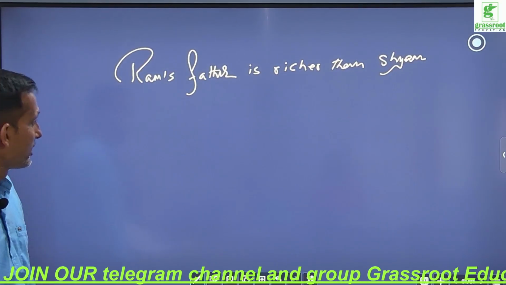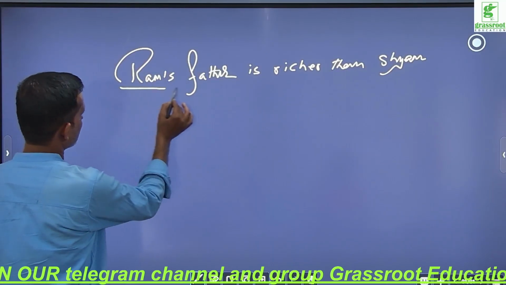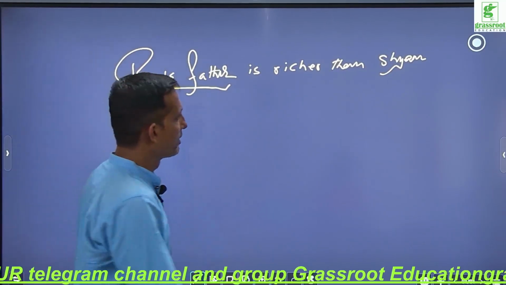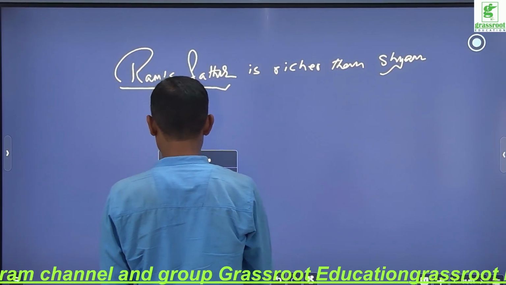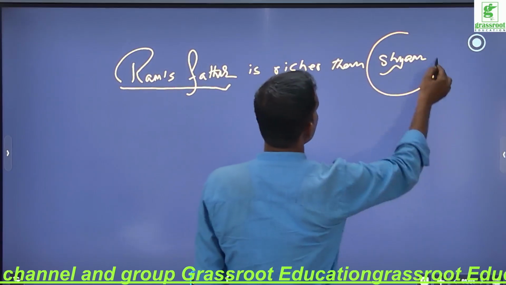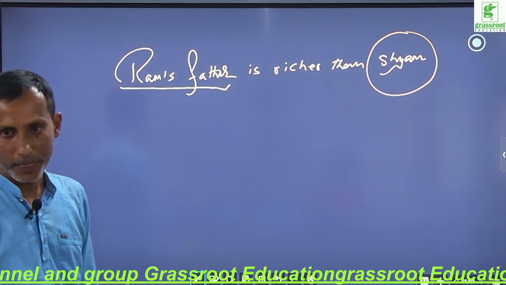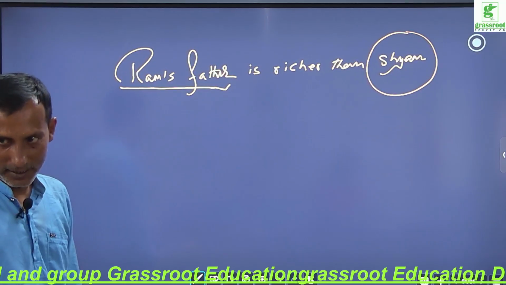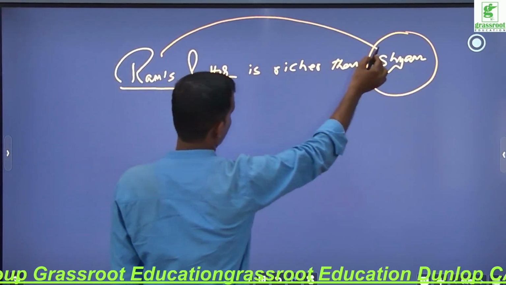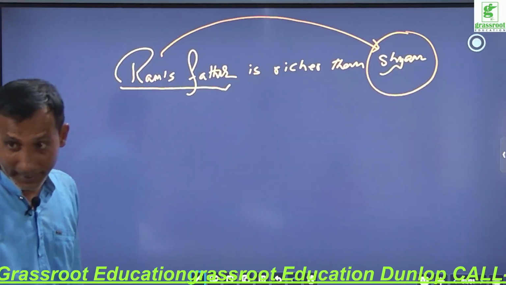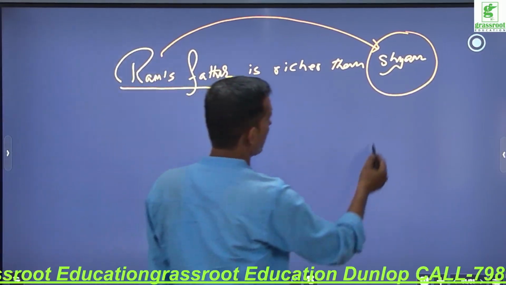So what is the error in it? Here, look, Ram's father is compared with Sam. This is not the actual comparison. What is the actual comparison? Here Ram's father must be compared with Sam's father.